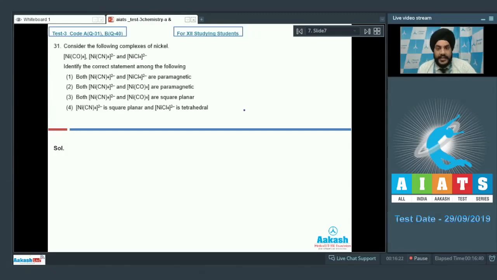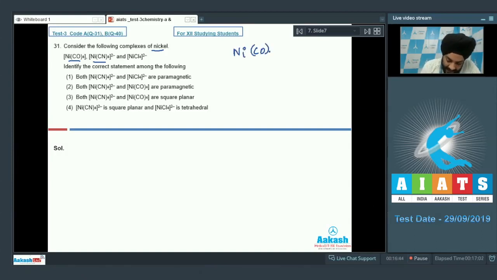Question number 31. Consider the following complexes of nickel. So we've been given 4 different complexes. We have Ni(CO)4, we have [Ni(CN)4]2-, and we have [NiCl4]2-. So looking at the options, the examiner seems to be interested in the geometry as well as the magnetic nature of these complexes. So let us start with Ni(CO)4, students.